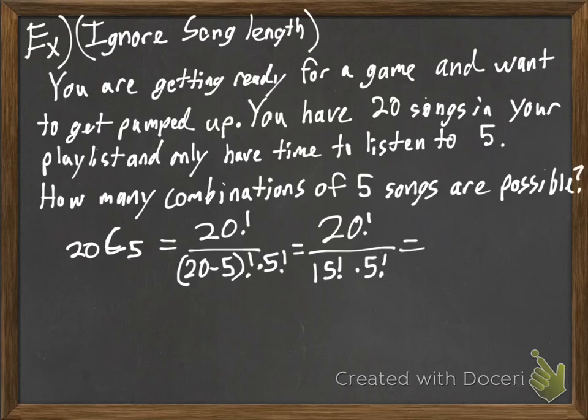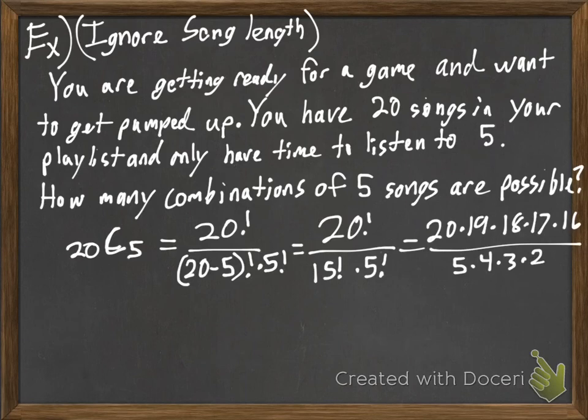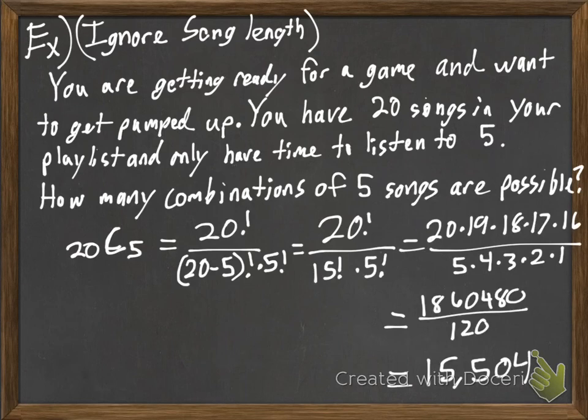Okay, so let's change that 20 factorial to 20 times 19 times 18 times 17 times 16. And down here, we're just going to have 5 times 4 times 3 times 2 times 1. And we're going to do that in the calculator. And the top of our fraction becomes 1,860,480 divided by 120, which goes down to 15,504 possible combinations. That's a lot of combinations of songs.